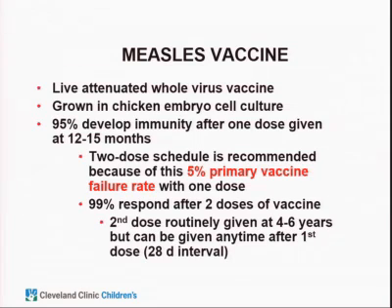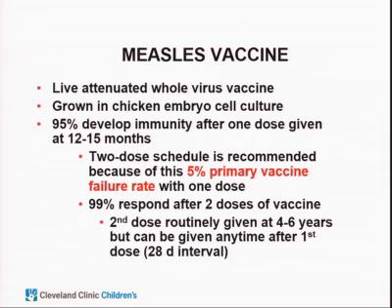So a couple of words here. This is a live attenuated whole virus vaccine, which is grown in chick embryo cell culture. Again, about 95% develop immunity after 1 dose when it's given at 12 to 15 months. And the 2-dose schedule is to capture the 5% who have primary vaccine failure.